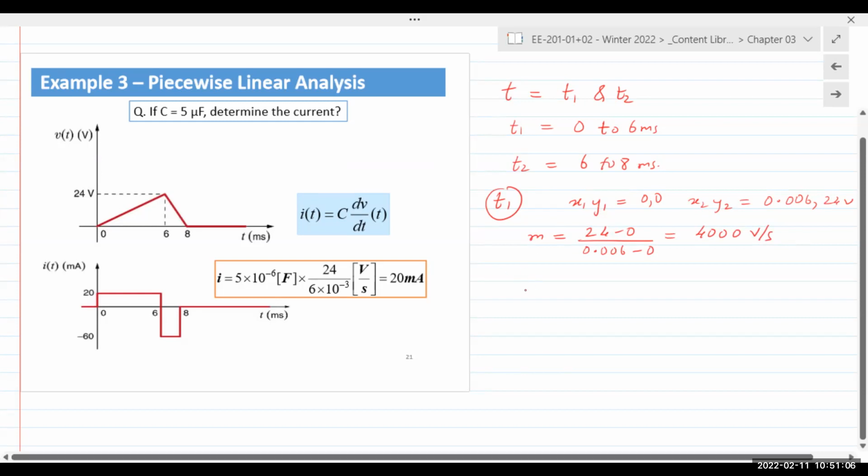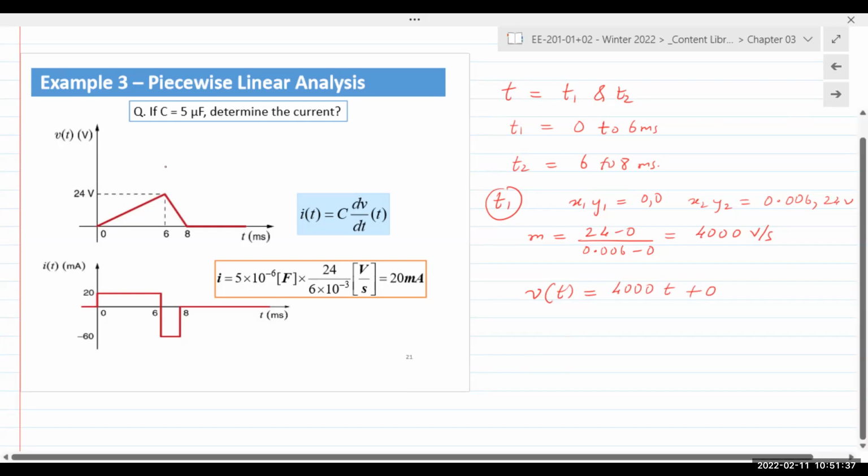Y-intercept is 0, so Y is equal to mx plus b. Y is voltage, right? Voltage is on the y-axis. So V of t is 4,000 times t, since the x-axis is t. So 4,000 t. Y-intercept is 0. And that's the equation for the time period between 0 and 6.